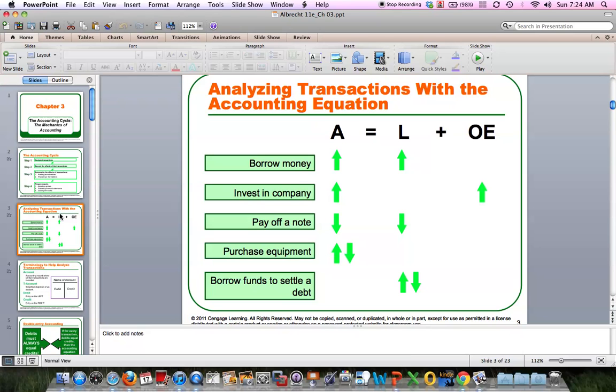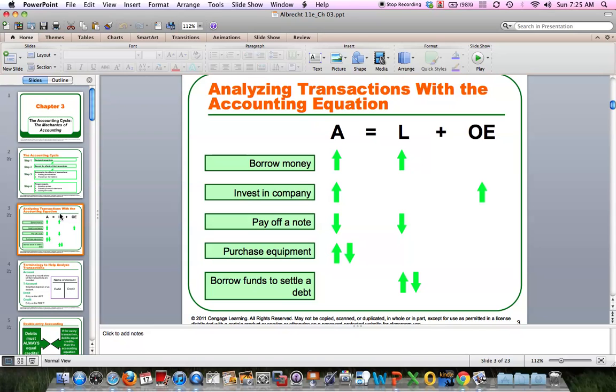But here are some prime examples of transactions and how they will affect the accounting equation. You can see here the first one, borrow money. Well, if I borrow money, I have more cash, right? A bank is giving me cash, but I have a liability. I now owe the bank more money. What if somebody invests in our business? What if the owner puts more money into the company? Or if it's a corporation, if we sell stock? Well, then we have more cash again. We receive cash, and we also receive more equity.